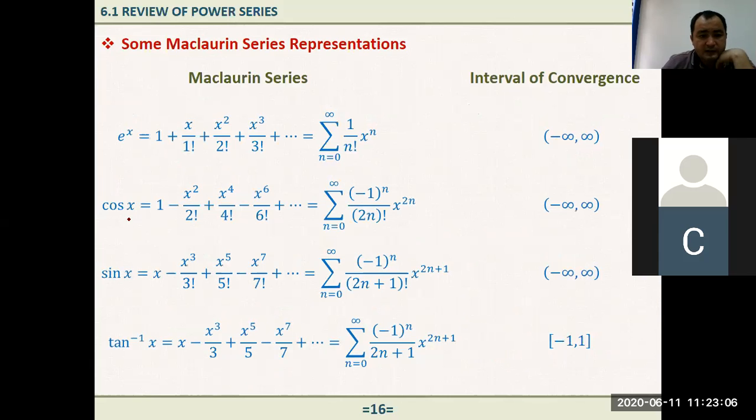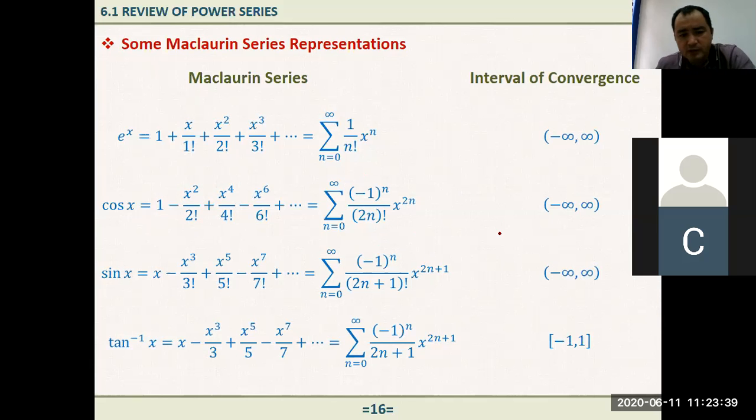How about cosine of x? In a similar way, you can differentiate 1 time, 2 times, 3 times, 4 times and evaluate at 0, and substitute here. You will get this power series representation of cosine of x, which is equal to 1 minus x squared over 2 factorial plus x to the power 4 over 4 factorial and so on. The compact notation is this. It is also convergent for every value of x; you can use the ratio test to show this.